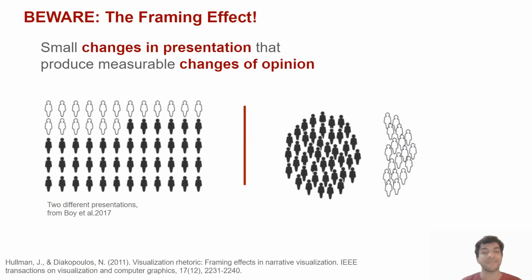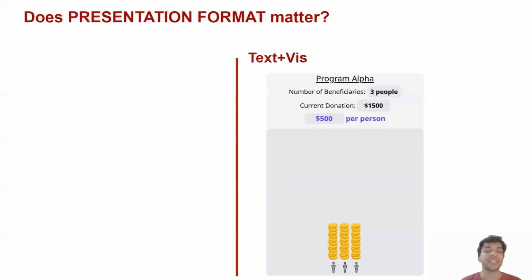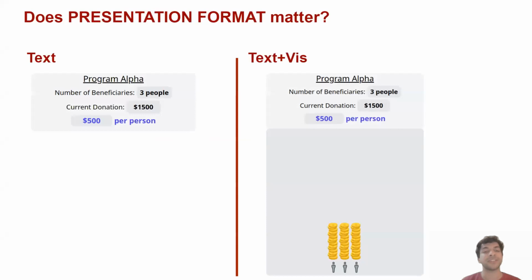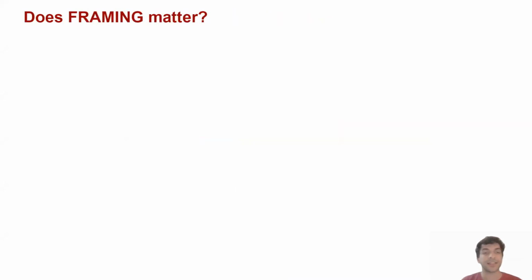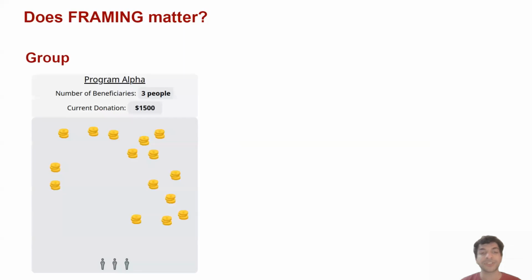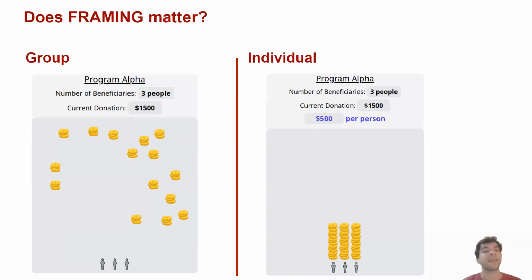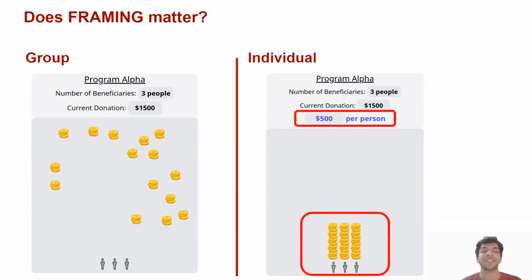To understand the promise of visualizations, we investigate whether visualization, in addition to text, makes a difference to allocation behavior when compared to only the text. And to understand if framing influences our task, we check whether presenting resource allocation information on a per group basis, which shows only the amount allocated to each group, improves fairness when compared to doing so on a per individual basis, which shows the resource allocated to each individual. Here, 500 per person represented at the stack of coins for each individual.